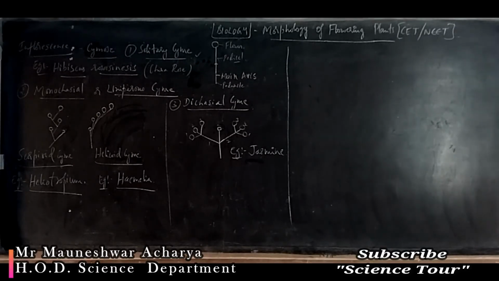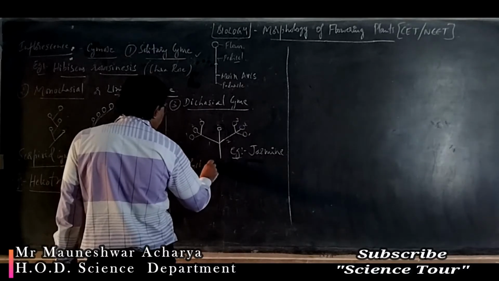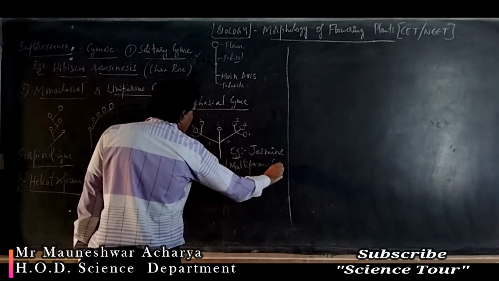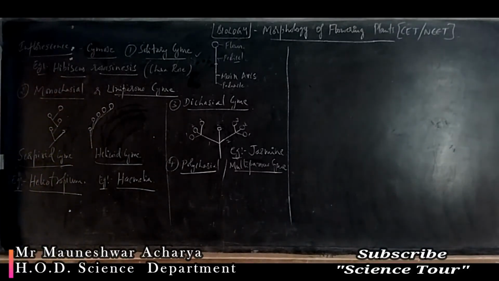Okay? Next comes the polychasial or multiparous cyme. This is the last type, polychasial, the fourth one. Polychasial or multiparous cyme. Here also the main axis ends in a flower, and more than two lateral branches are produced at each node. So they also terminate, with both the terminal and the lateral flowers. The older flower in the middle will open first.